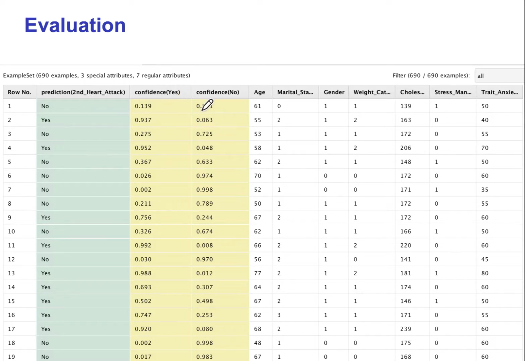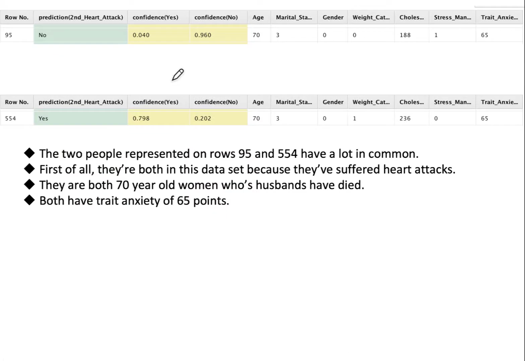So in this case, for example, the model is 86% confident that this person, patient number one, is not going to have a heart attack. Okay, the second one, this person is going to have a heart attack, and with 93% confidence that this person is going to have a heart attack. This is really bad. So let us see what we're going to do.